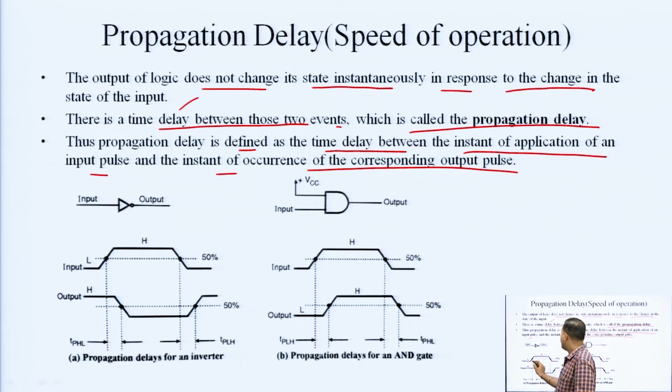So, from low to high and from high to low, there are some propagation delays. This is called TPLH, from low to high, and this is from high to low. Again, this is from high to low and this is from low to high. So, this is called TPLH and this is called TPHL, right. This is for the inverter, and the same applies to an AND gate. Okay.